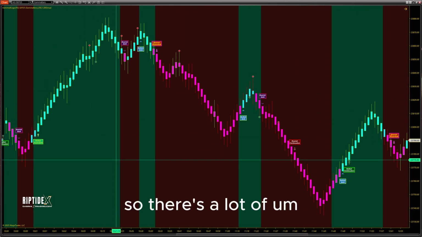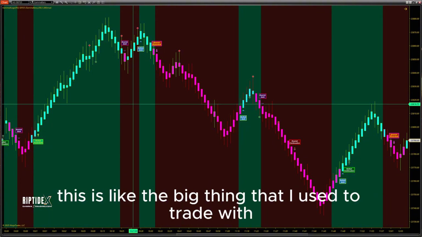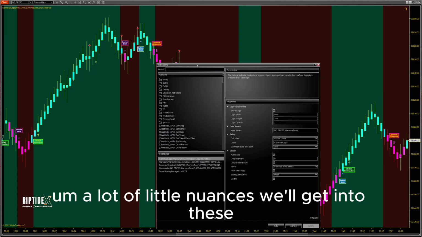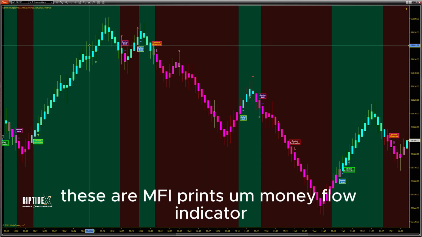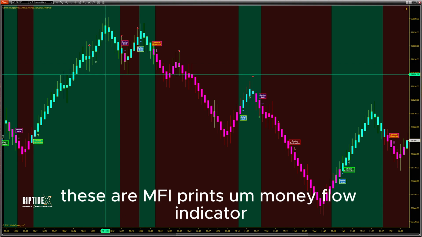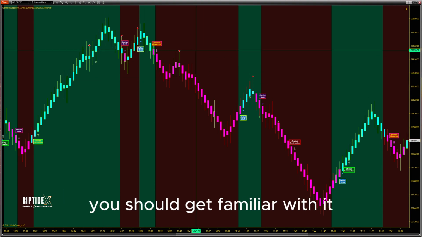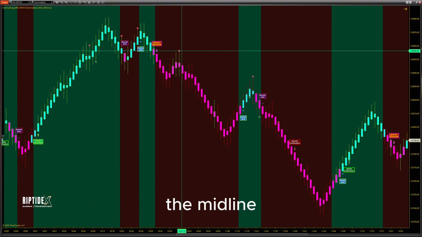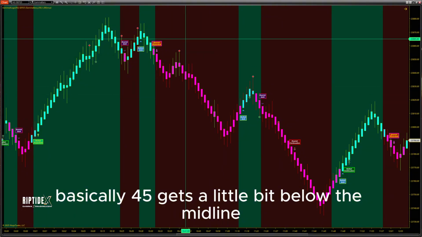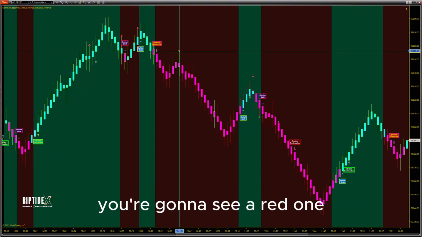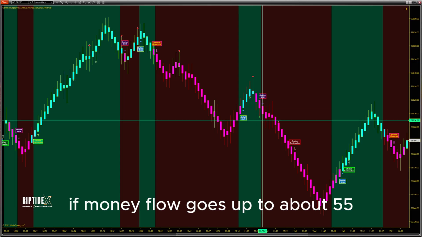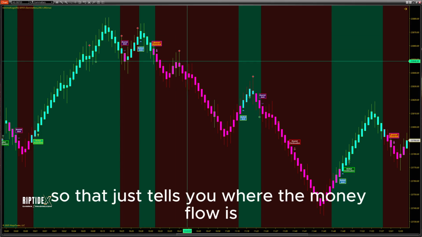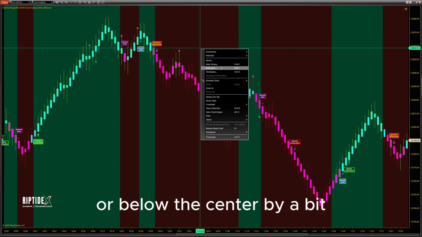So there's a lot of indicators kind of built into RipTide. This is like the big thing that I use to trade with. A lot of little nuances. We'll get into these. These are MFI prints. Money flow indicator, if you're familiar with that, you should get familiar with it. And this basically tells you when money flow drops below the midline. Basically 45, a little bit below the midline, you're going to see a red one. If money flow goes up to about 55, you're going to see a green one. So that just tells you where the money flow is, if it's above the center by a bit or below the center by a bit.